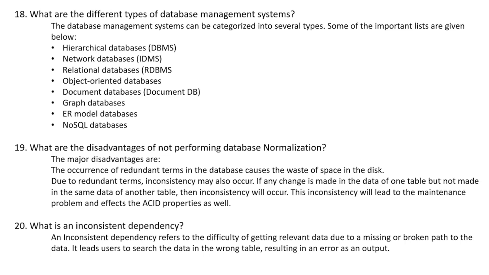Question 20. What is an inconsistent dependency? Answer. An inconsistent dependency refers to the difficulty of getting relevant data due to a missing or broken path to the data. It leads users to search the data in the wrong table, resulting in an error as an output.